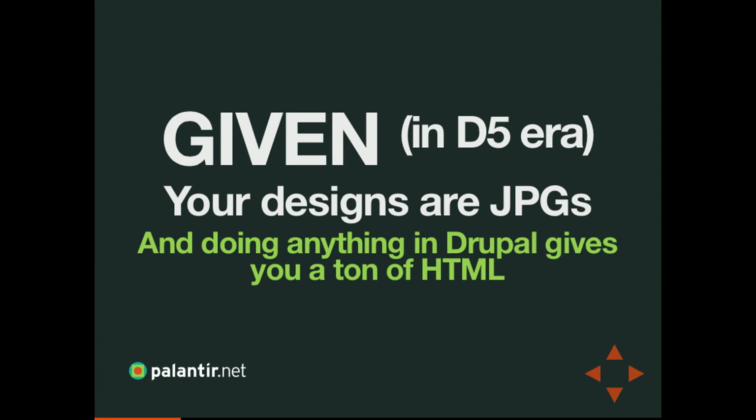In the Drupal 5 era, it was a given that the designs of the website would be JPEGs, probably coming from Photoshop. So you've got JPEGs, you've got PSDs, you have PDFs, you have a picture of what your website is supposed to look like. That's just a given on just about any project in 2008, 2009. And it's a given that if you're building in Drupal 5, Drupal 6, any version of Drupal, that as soon as you start adding content types, adding content, you're going to get a ton of HTML for free. Whether or not you want it, you're going to get all of those layers of divs.